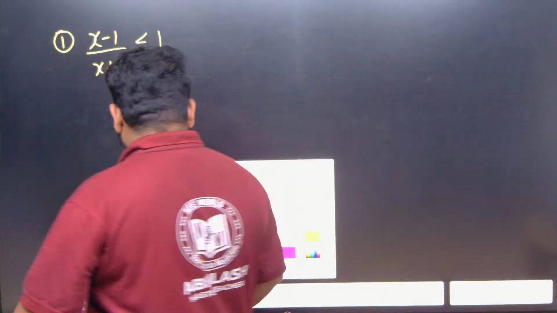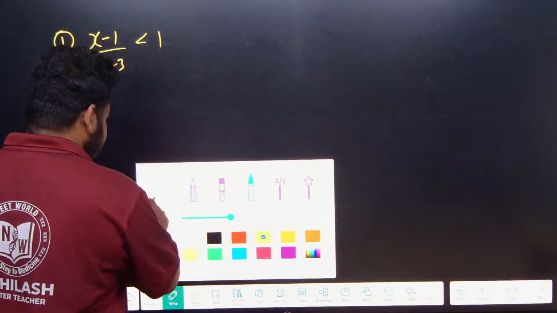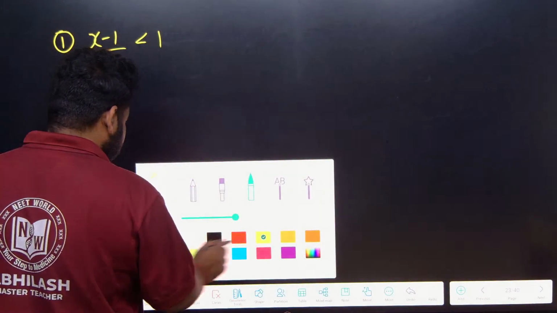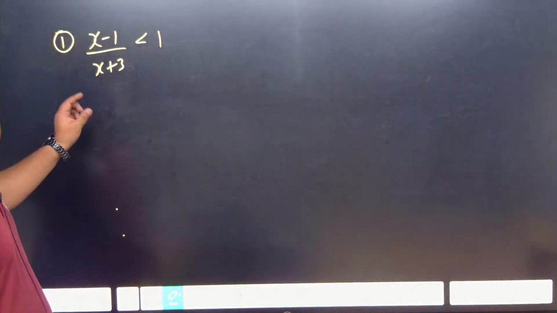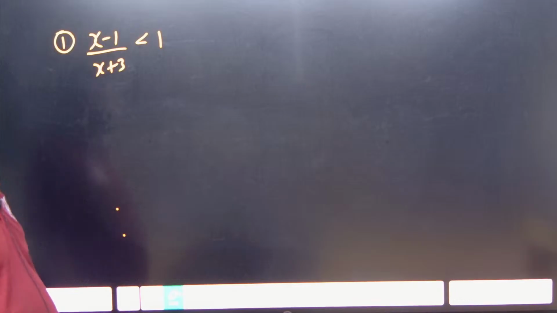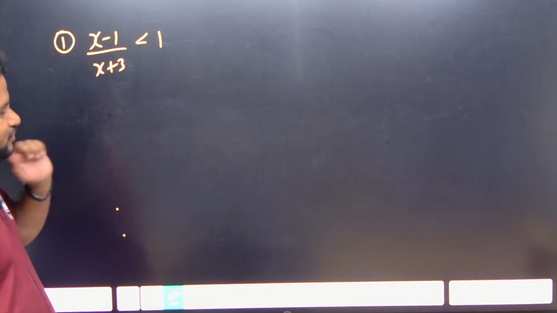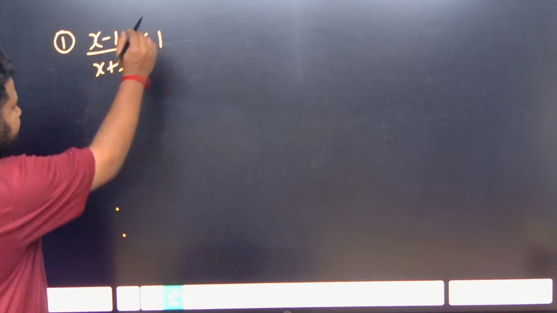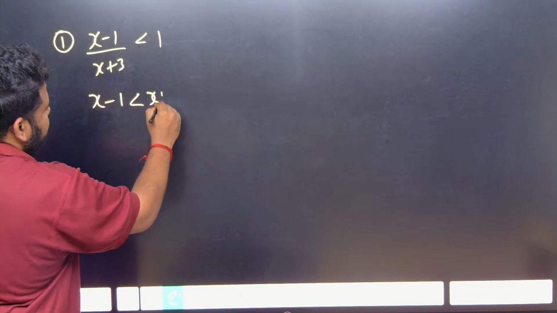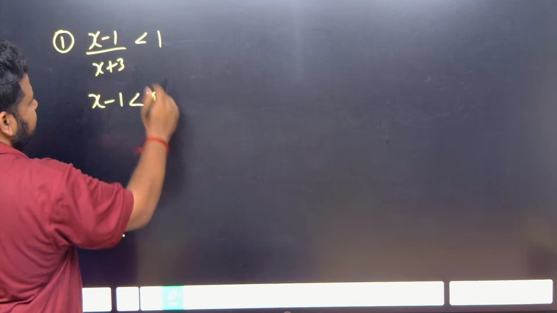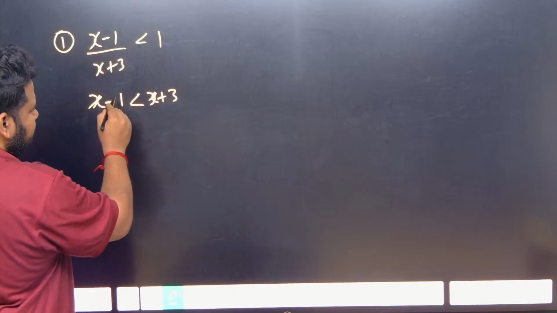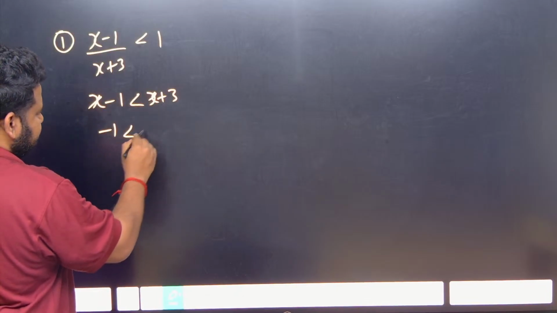So the first question that you have is, see here, x minus 1 by x plus 3 is less than 1. First I will tell you the wrong method which you will follow, that is galti alert. First you should know what is the wrong method that you will follow. So see here, x minus 1 is there. What will you do? You will do cross multiplication. You will write x minus 1 less than x plus 3 into 1, which is x plus 3. Here x is there, here x is there, x and x cancel, and you will write minus 1 is less than 3.